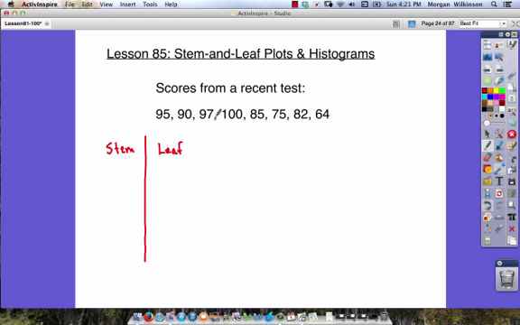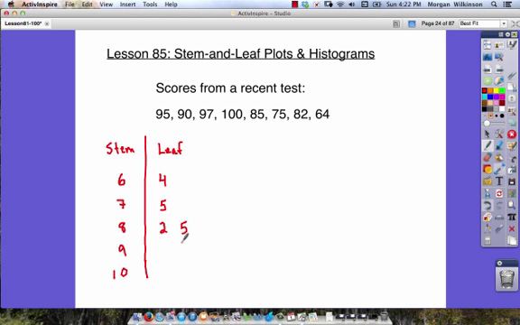So the stem is going to be our first number, or our first two numbers, and our leaf is going to be our ones digit. So if we look at that, our stem, we've got numbers in the 60s, 70s, 80s, 90s, and hundreds. And then our leaf is going to be, well, for the 6, there's a 4, so that means 64. For the 7, there's a 75. And for 80, there's an 82 and an 85. So we're going to put a 2, and then we're going to put a 5.